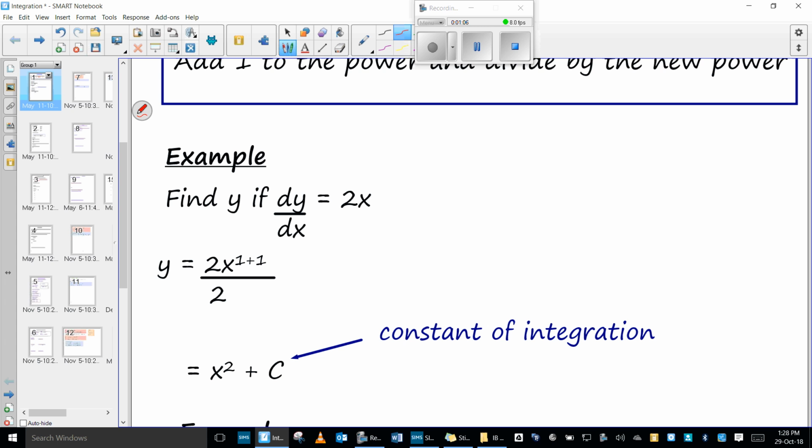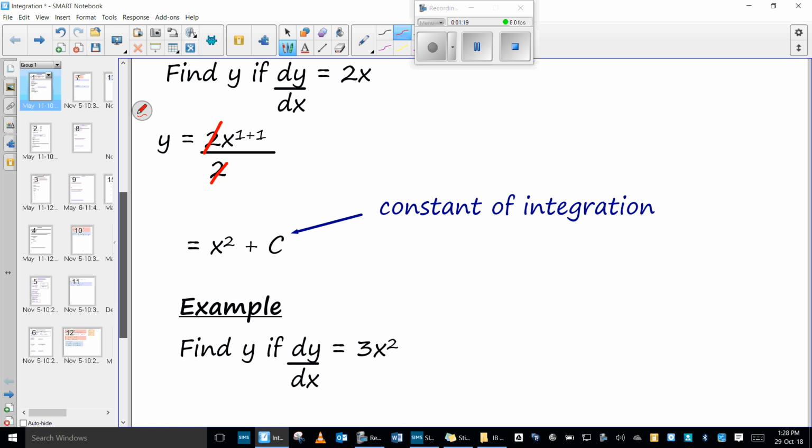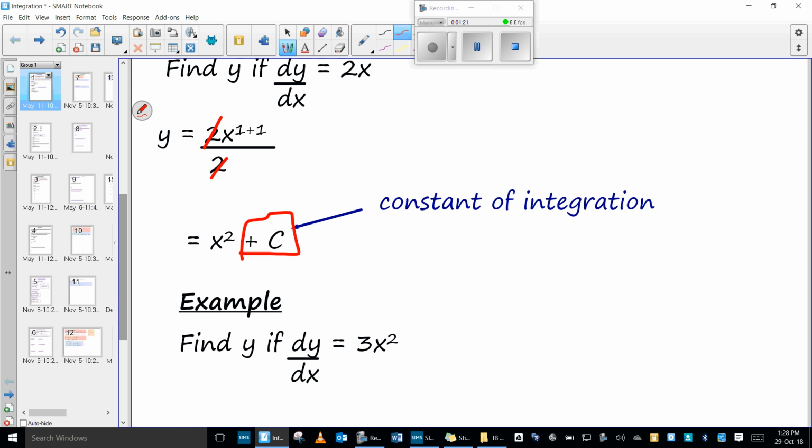So, example here. Find y if dy/dx is 2x. So y would be 2x to the 1 plus 1, over 1 plus 1. 1 plus 1 is 2, and the 2s cancel out. Easy peasy lemon squeezy. Now, this bad boy here is called the constant of integration. I would hope that you would never lose marks for not writing it, but let's not test that theory, please. So when we are integrating, you must write plus c. I'll explain why in a second.